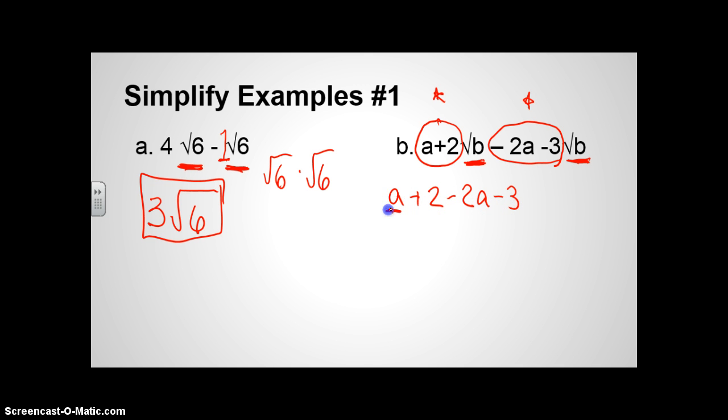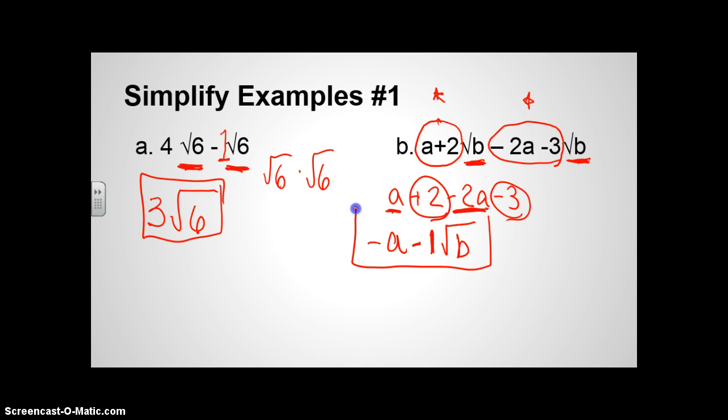Combining like terms, we have our a and a minus 2a, which gives me negative 1a, or we could just call that negative a. Combining a positive 2 and a negative 3 is going to give me minus 1. And then we have our square root of b, so times the square root of b. My final simplified answer here is a minus 1 times the square root of b. And that is it.